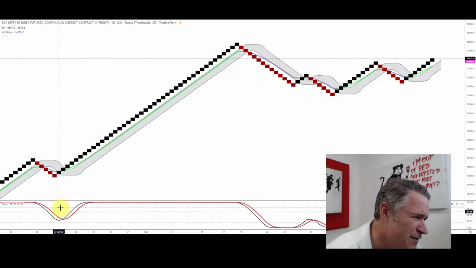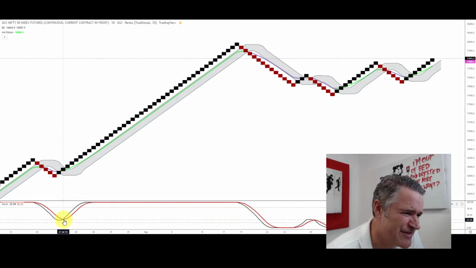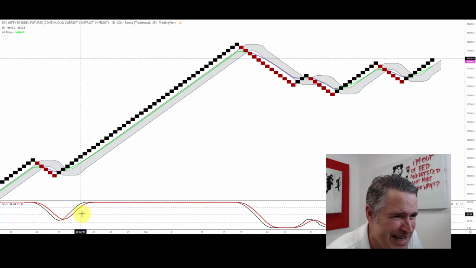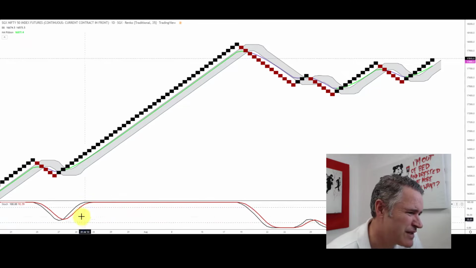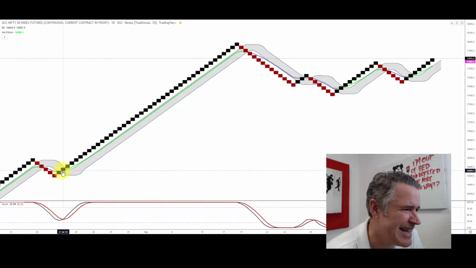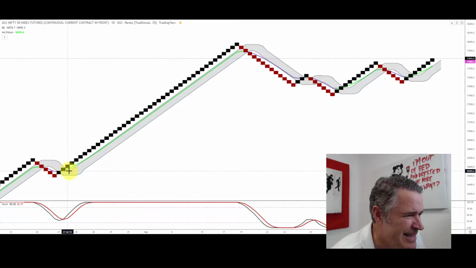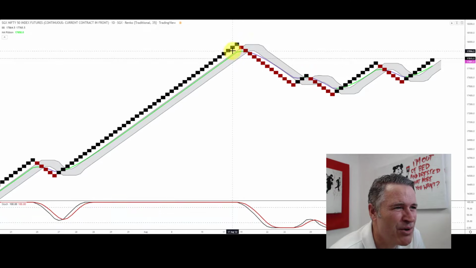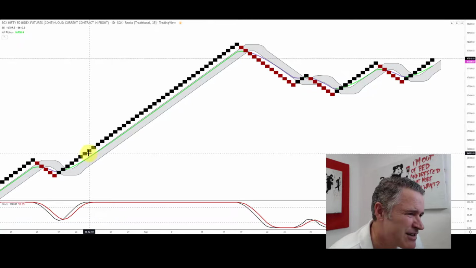Now, first up, the stochastics cross. Very simple. We're not that worried about the 80-20 zone. That's the overbought oversold zone. As you can see, as it crosses, we've got this change in the block from red to black, indicating a buy, and we would go into the trade there. And what you can do then is trail it up behind this moving average or the Bollinger Bands, and you can be as aggressive as you want.